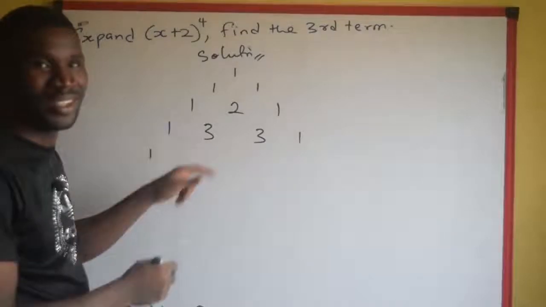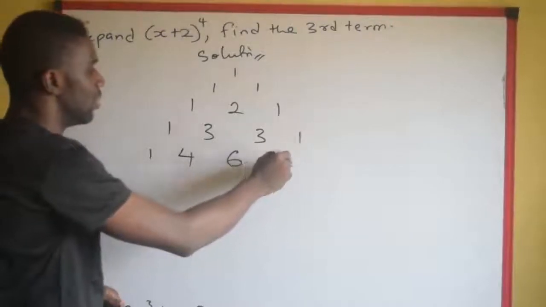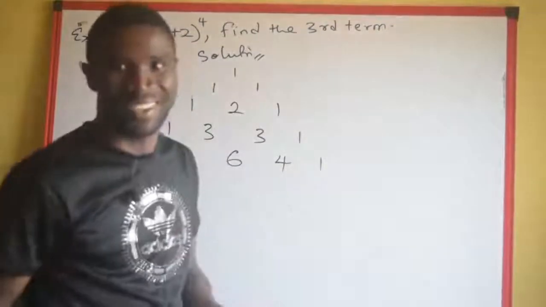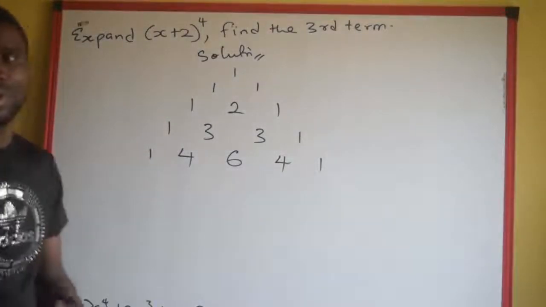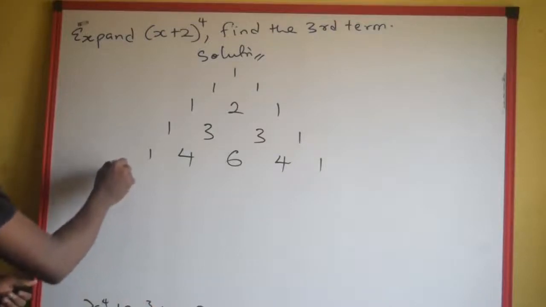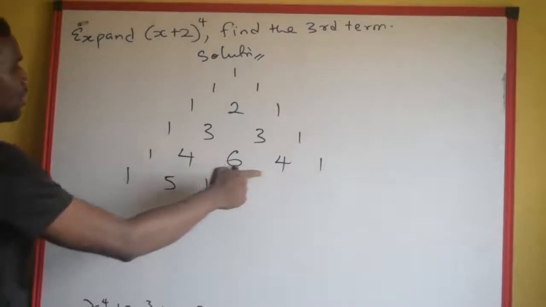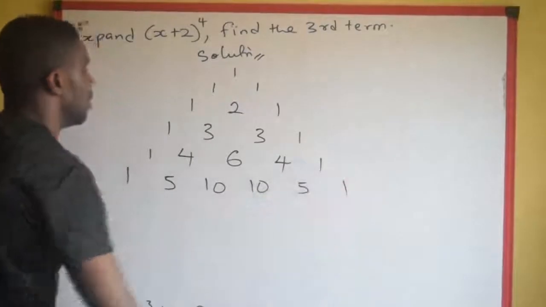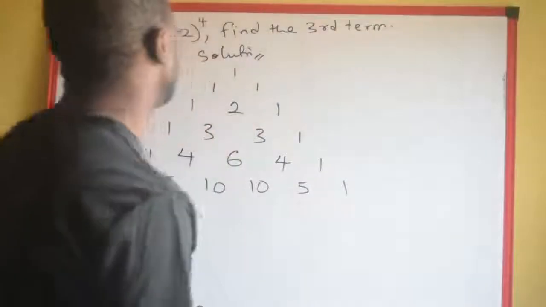1 plus 3 will give us what? 4. 3 plus 3 will give us 6. 3 plus 1 will give us what? 4. 1 plus the next number, which we can't see, is 1. So we'll continue doing this and it will continue forming what? A triangle. But the most important, let me just go on to give you guys another one. We'll have 1. 1 plus 4 is 5. 4 plus 6 is 10. 6 plus 4 is 10. 4 plus 1 is 5. 1 plus another number is 1 because we can't see the number. So at the end of the day, we just form a what? Triangle.